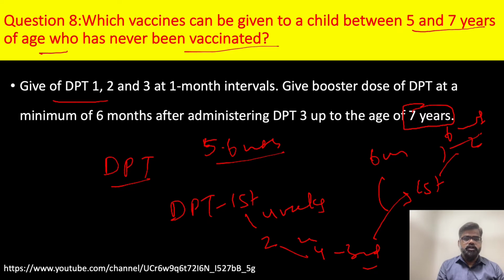So DPT 1, 2, 3 at 1 month interval, and booster doses can be given after 6 months. Right. So any child who comes in between 5 to 7 years, never been vaccinated, the only vaccine which you can give is DPT, first, second, third at a gap of 4 weeks, and between the third dose and the boosters, the gap should be 6 months.